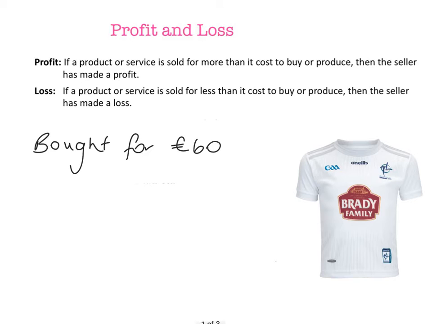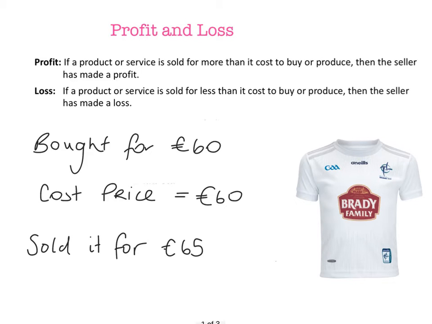So if I bought it for €60, I'm basically saying that the cost price is €60. Now let's say I go and sell that then for €65. So I sold it. So if I sell it for €65, I'm said to have a selling price equals 65.